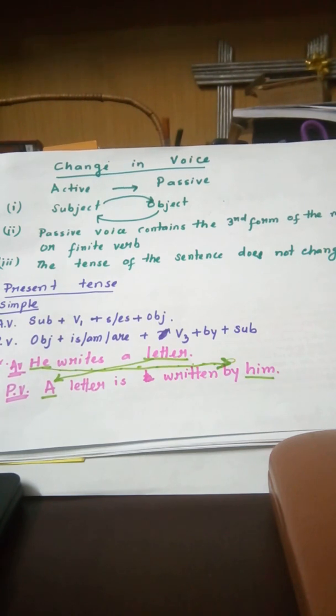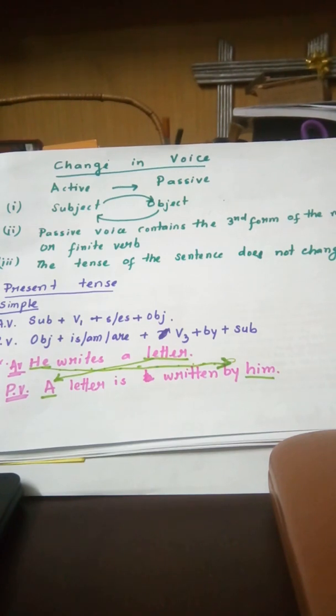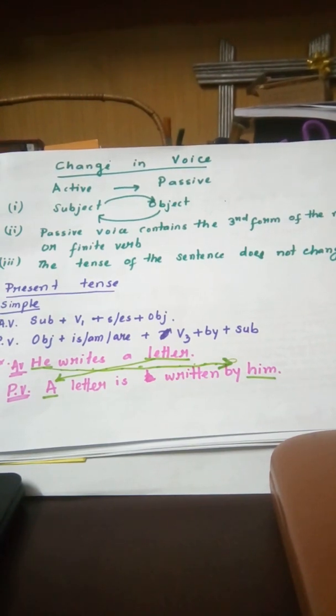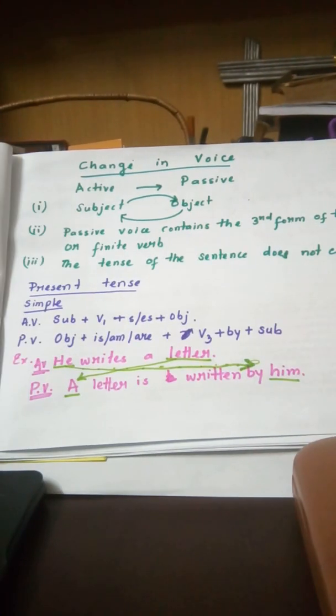Okay, now basically when we change, what happens in a sentence? There are 3 things which happen. First, when we change from active to passive, the subject becomes object and the object becomes the subject. Secondly, the passive voice contains the third form of the verb, that is the participle form of the main or the finite verb. Infinite verbs, of course, don't change. That is another subject. We will deal with it another day, in our last discussion on verbs.